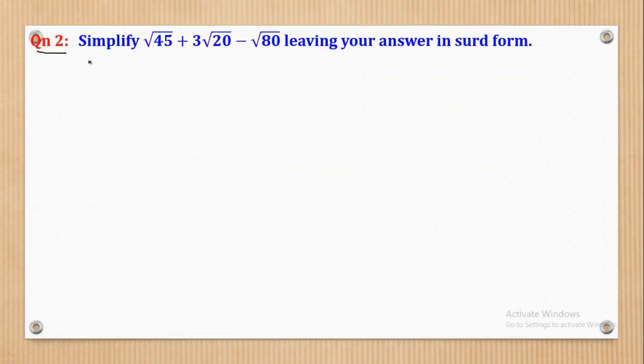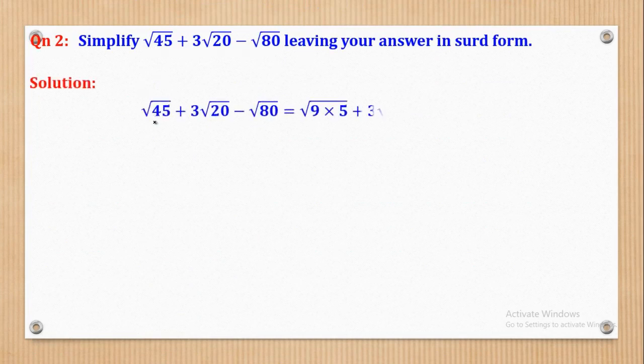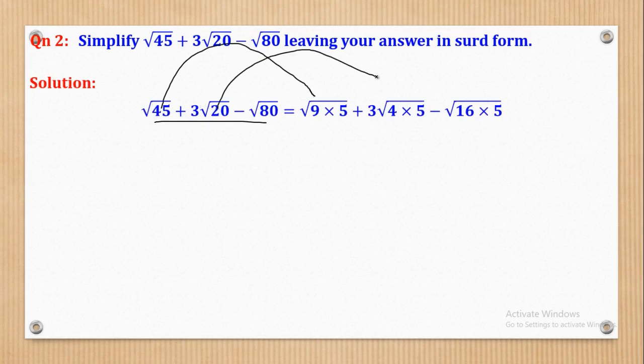Then question 2 says simplify this, leaving your answer in surd form. So this one, 45 is the same as 9 times 5, 20 is the same as 4 times 5, 80 is the same as 16 times 5. Now these ones are square numbers, so inside one should be a square number and the other should be any other number.